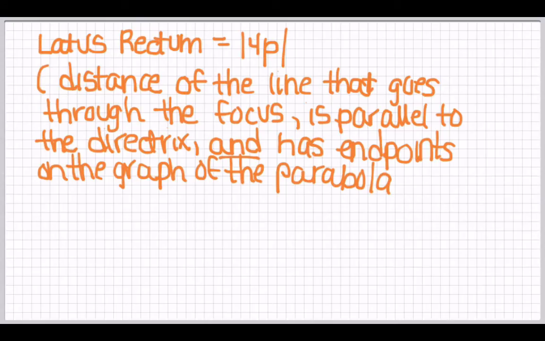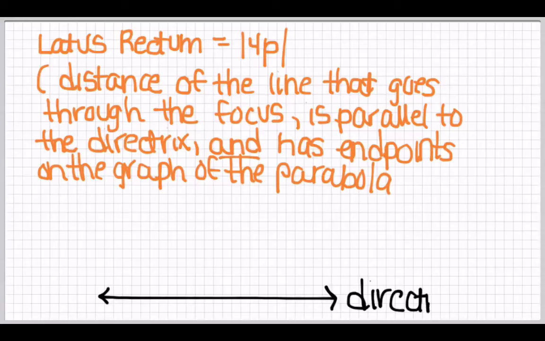Now I want to take a quick break from our example to go over something called the latus rectum. It's defined as the absolute value of 4p, and it is the length of the line segment that goes through the focus, is parallel to the directrix, and has endpoints on the graph of the parabola. This is the last piece of graphing parabolas that we'll need, because we have to find another point on our graph, and we can use the latus rectum to find that.